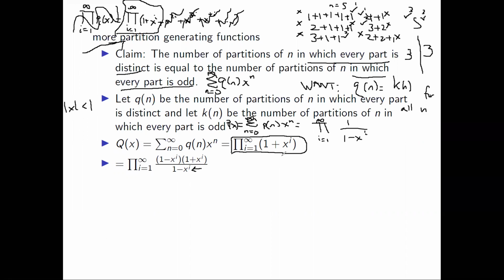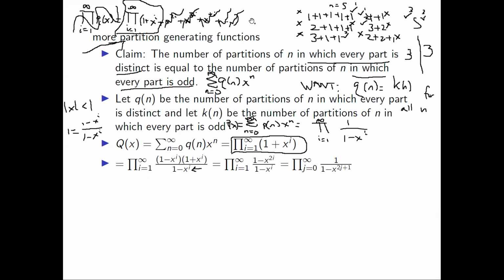So we multiply this by 1, and 1 is in the form 1 minus x to the i divided by 1 minus x to the i. We do that to each term, the 1 plus x to the i's. And we can write that just as the product i equals 1 to infinity of 1 minus x to the 2i over 1 minus x to the i.